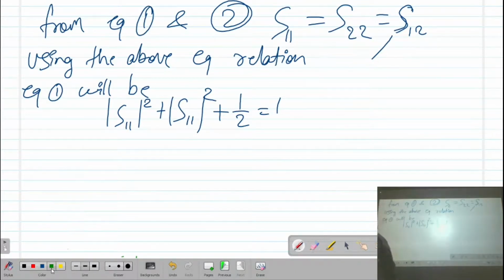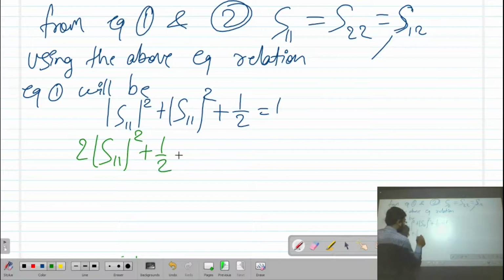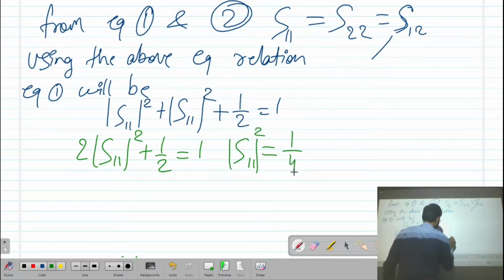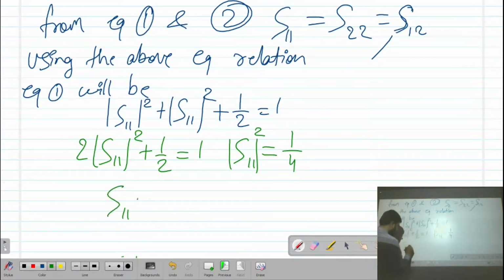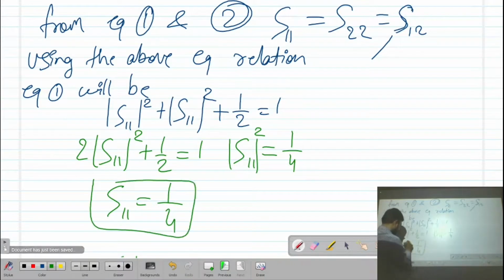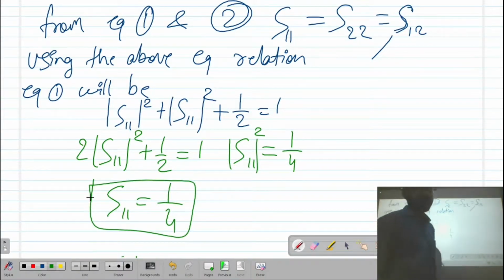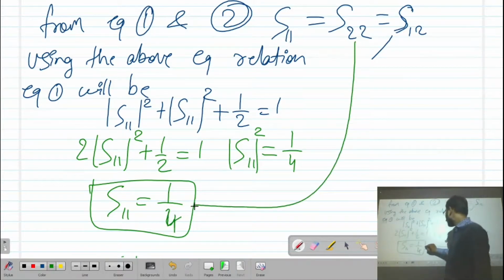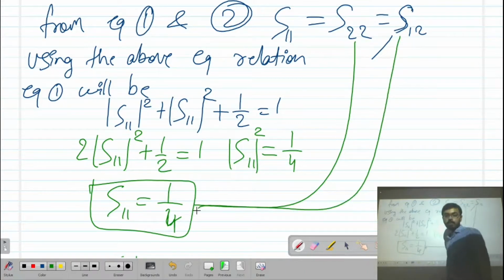Now moving ahead, we will have 2 S11 squared plus 1 by 2 is equal to 1. Therefore, S11 squared will be equal to 1 by 4, and S11 is equal to 1 by 2. If S11 is equal to 1 by 2, S22 is also equal to 1 by 2 and S12 is also equal to 1 by 2. Right? Both will be equal to 1 by 2.